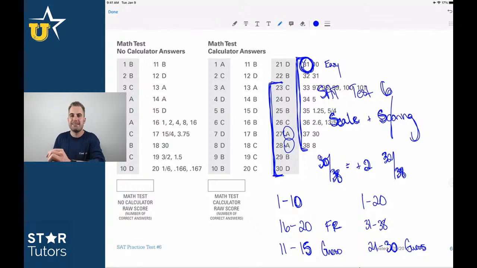Okay, so we're going to open up test number 6. We're going to actually open up the real test form for test 6 rather than the scoring, and we're going to go through each section of the exam. So you guys can see test number 6 is now pinned to the top of the page.